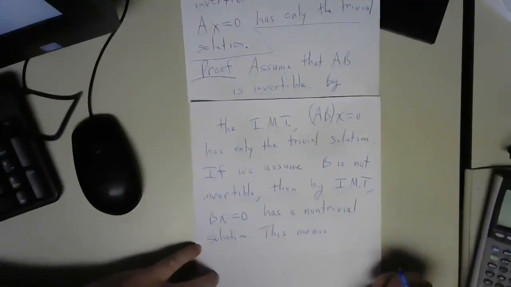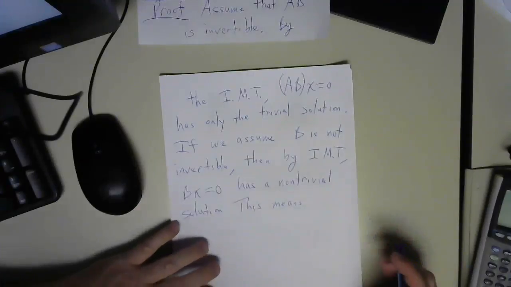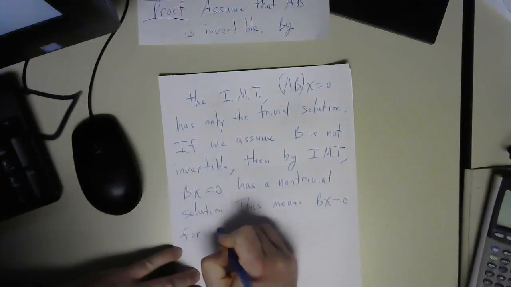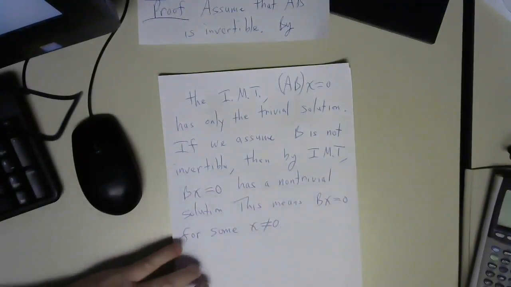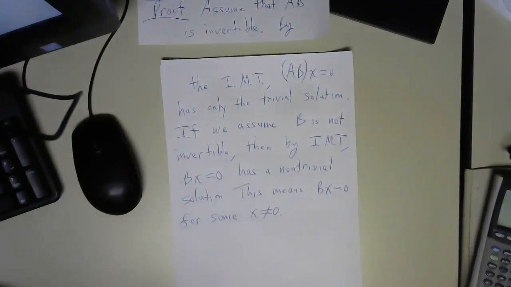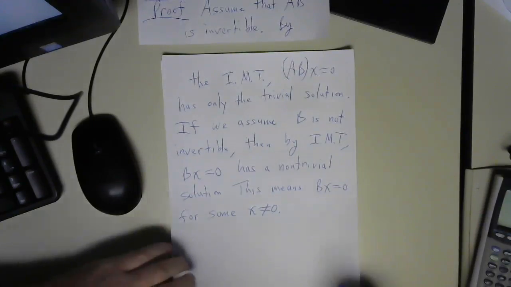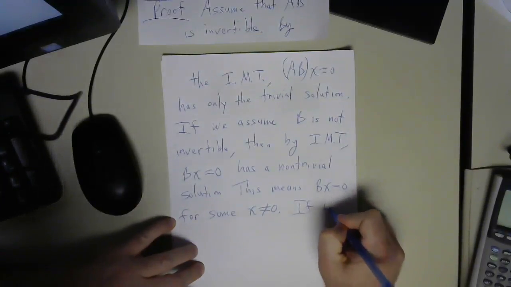Well, if that's true, if Bx equals 0 has a non-trivial solution, this means that Bx is equal to 0 for some x not equal to 0. And remember, x is a column matrix. It's a vector. It's not a number. So I'm not using boldface notation here, but essentially that says that Bx is equal to 0 for some column vector x not equal to 0. And here's where the contradiction comes in.